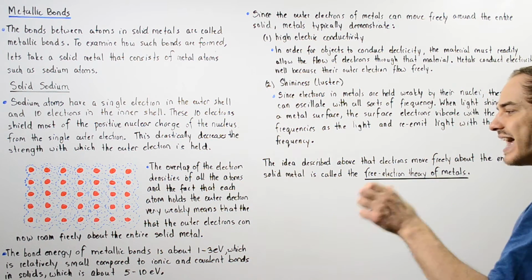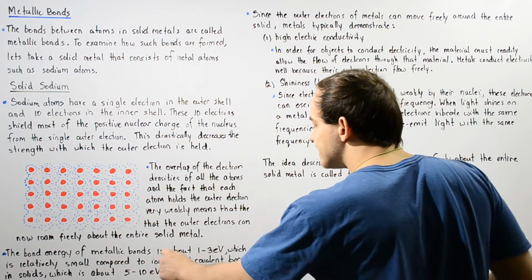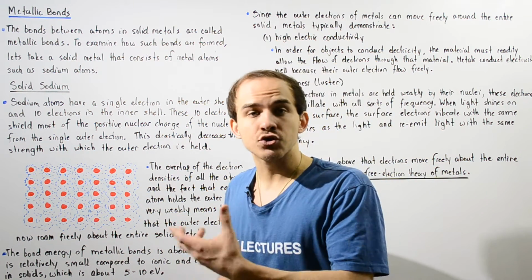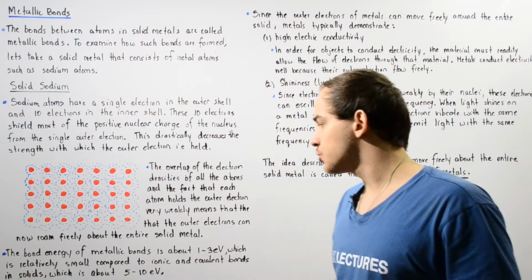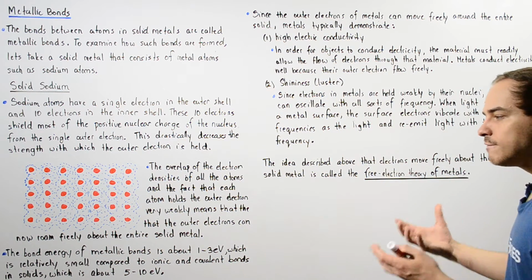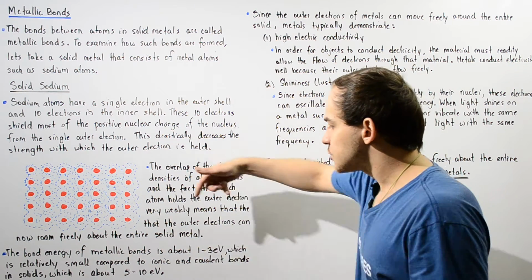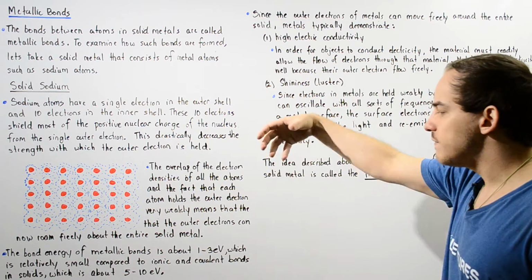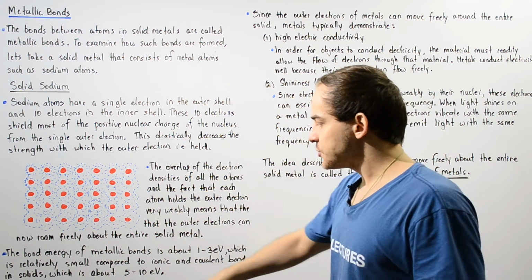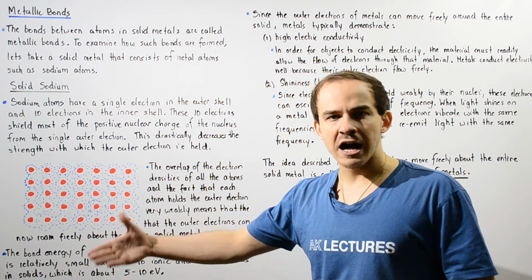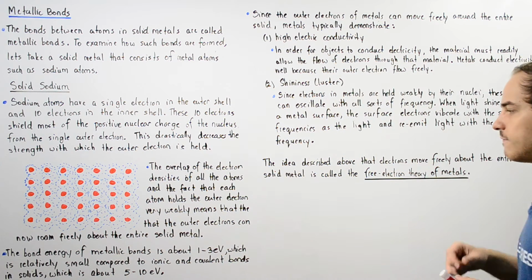So the bond energy of metallic bonds is about 1 to 3 electron volts, which is relatively weak if we compare it to the bonds that are formed in other solids, such as the ionic bonds and covalent bonds that exist in other solids, which have an energy of about 5 to 10 electron volts.